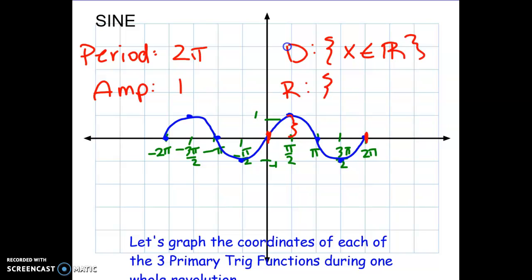Now our range, can our range keep going up and down? No. The range is always going to stay between 1 and -1. So that means my range is -1 less than or equal to y, which is less than or equal to 1. So again, y is in between 1 and -1 all the time. The wave would keep going, but never higher than 1 and never lower than -1.